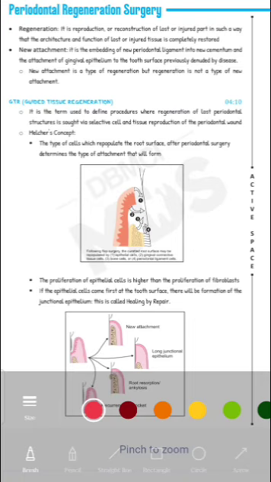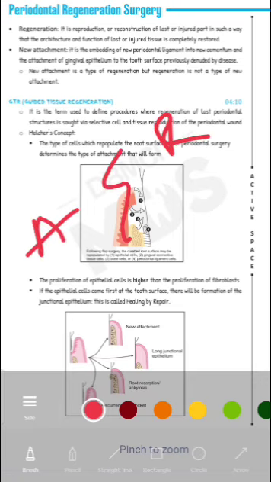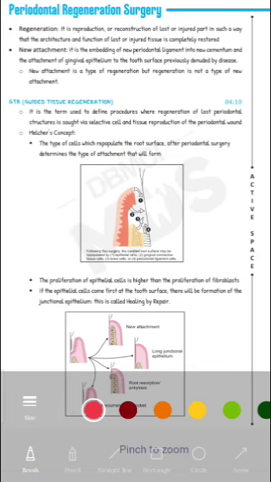The third point is, what if bone cells reach first? Bone cells directly stick to the root. The result is ankylosis. And what else? Root resorption. Again, no bone formation, no ligament formation. So now what if periodontal ligament cells reach first? This is what we actually want. They produce cementum, periodontal ligament, and bone. The result is new attachment, perfect healing.